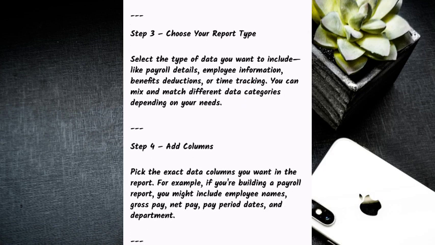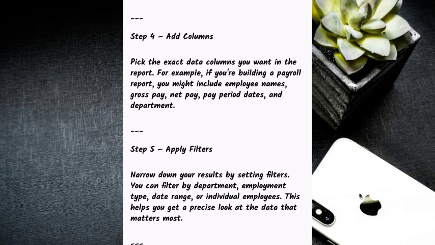Step 4, add columns. Now you just want to pick the exact data columns that you want in the report. For example, if you're building a payroll report, you might include employee names, gross pay, net pay, pay period dates, and departments. Step 5, apply filters.